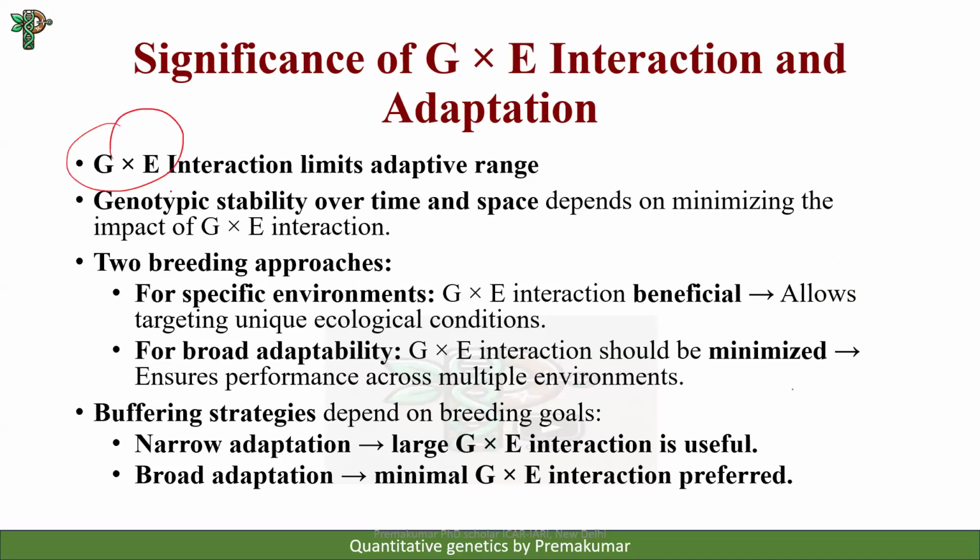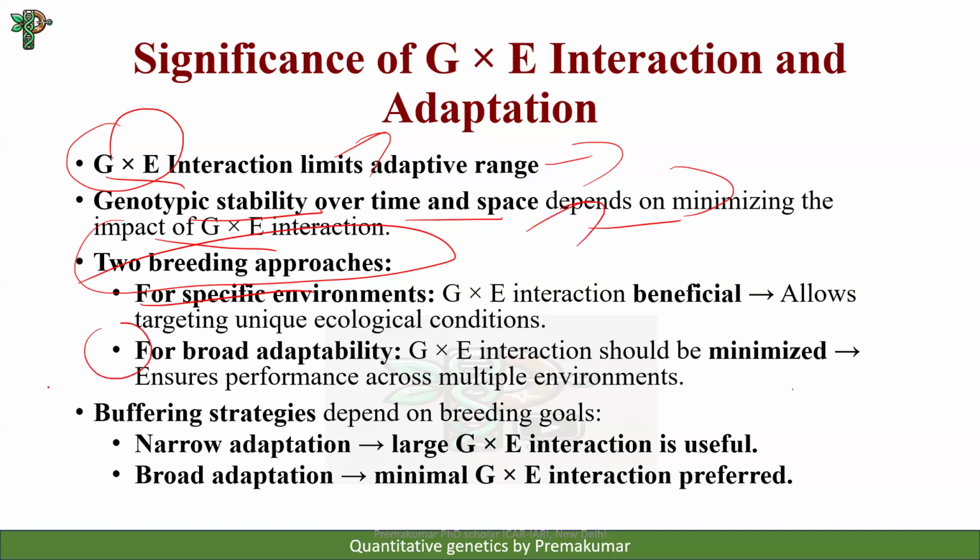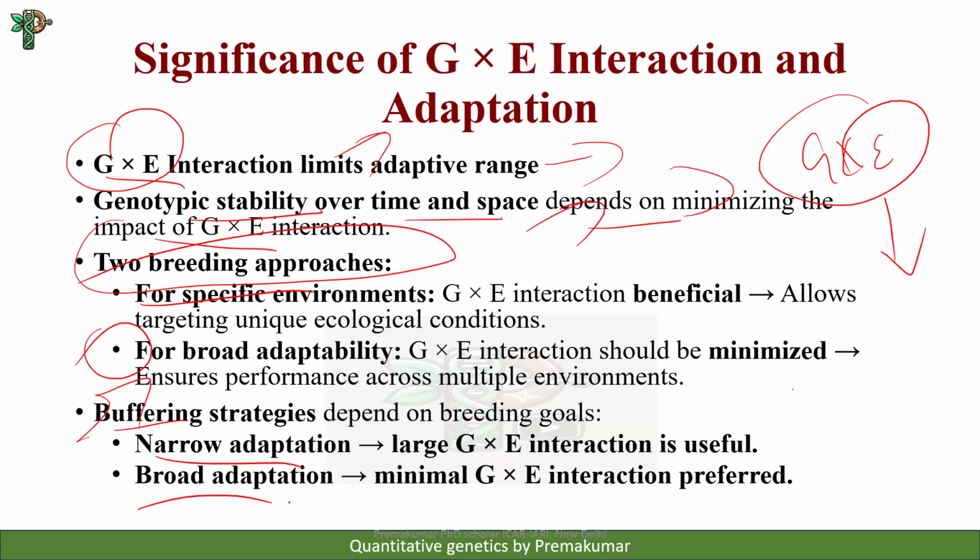GE interaction limits the adaptive range of an individual, and genotypic stability over time and space depends on minimizing the impact of GE interaction. Then we have to choose the breeding methods based on the GE interaction. We can breed the genotypes for a specific environment, or we can breed the genotypes for a broader environment, based on the type of GE interaction present in the genotypes. So we have two strategies: narrow adaptation strategy or broad adaptation strategy.